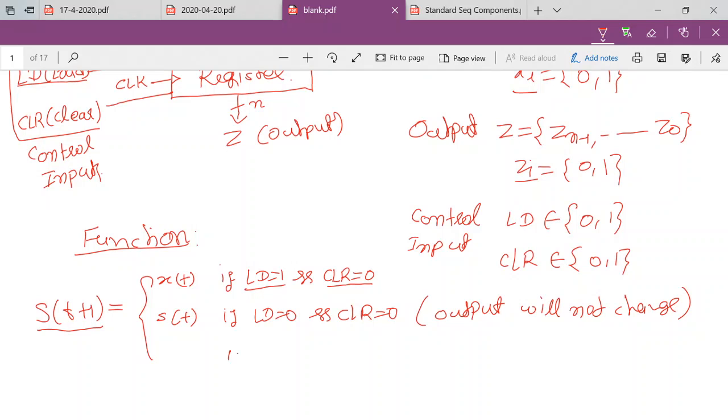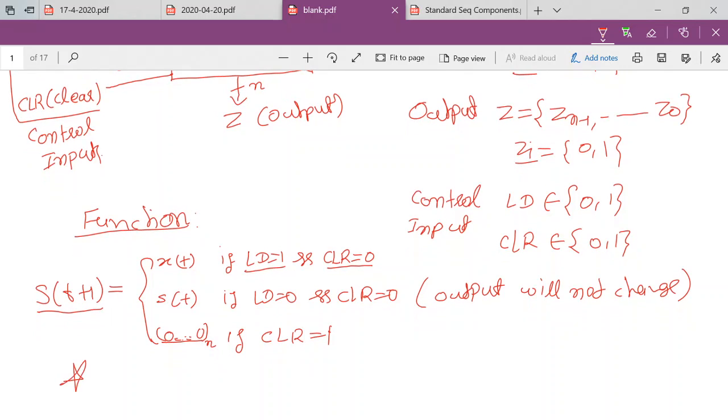Next condition, clear equals 1. In this case, the output s(t+1) would be 0. I am representing 0 dash 0 because the size of this vector would be n, right? That means the complete Z(n-1) to Z0 would be 0. It does not matter what the value of load is if clear equals 1, right? If clear equals 1, it does not matter what the value of load is, the output would be 0.